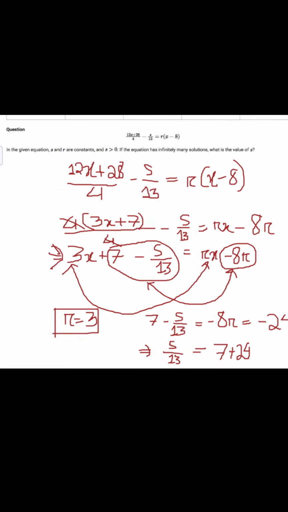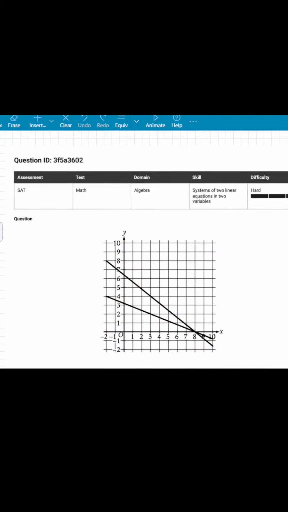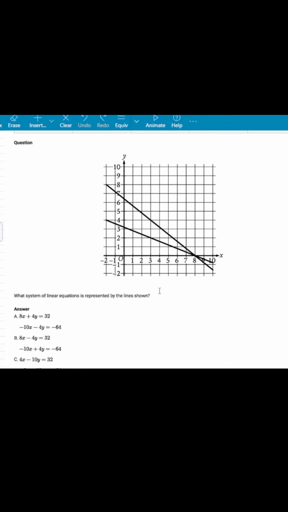Okay, let us move to the next question. So this is the next question. We have a graph with two lines on it, and we have to tell what system of linear equations is represented by the lines shown. So we have to find the equations for both these lines. It will be a system of two linear equations, one for each line, and here are the options.